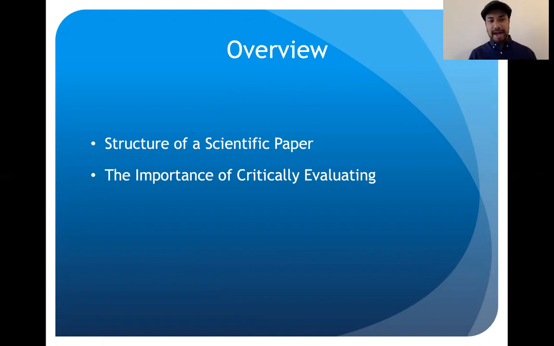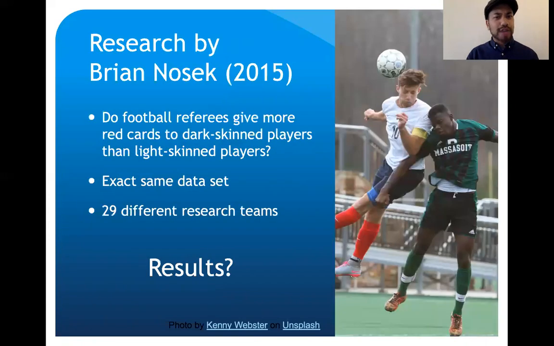But before we get into any of that, let's first take a look at the question of why it is so important to critically evaluate scientific research for yourself. We're going to do that by looking at a study by Brian Nosek from 2015. He had a question, which was: do football referees give more red cards to dark-skinned players than to light-skinned players? He gave the exact same data set to 29 different research teams. And he asked them, hey, can you please just look at the data, do your analysis, and let me know what the outcome is? What do you think the results were?